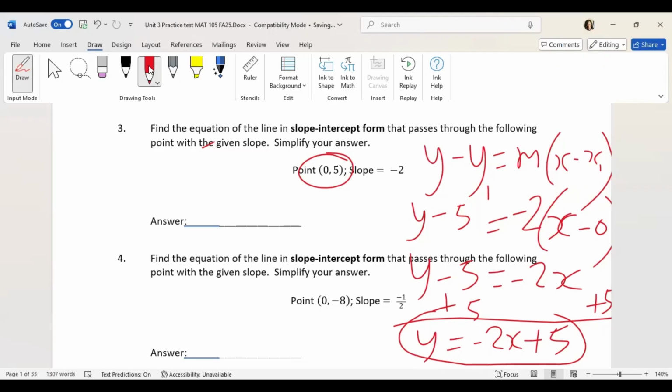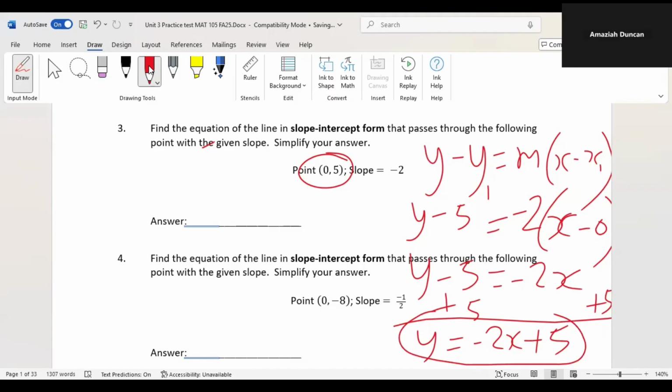Yes, ma'am. I know you said we have to use that formula, but could we also use the y-intercept formula and then plug in the slope and the point to get the equation? Yes, you can do it that way. But I'm telling you that this is the best way to do it. But if you can use the y-intercept formula, that's good.